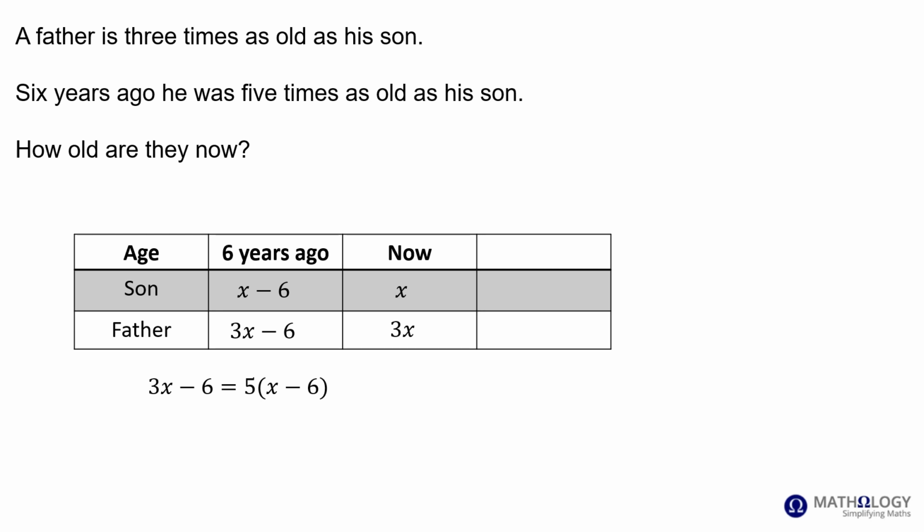This is now a linear equation, which we can solve. Taking all variable terms to one side, and constants to the other, and solving, we get x equals 12. It is strongly advised that you check your work. The son is currently 12 years old, which means that his father is 36. 6 years ago the son was 6 years old, and the father was 30. 30 is 5 times 6, so the solution is correct.